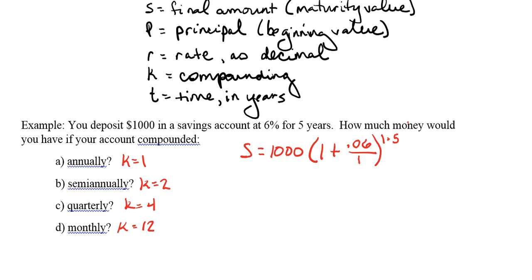So with this calculator for A, I ended up getting that I will have in the account at the end of 5 years $1,388.23. So I made $338. Now I'm just going to switch for B, and my K is going to become 2. So I'm going to cheat a little bit. I'm going to take that out and that out. And I'm going to switch to 2 and then 2 times 5.